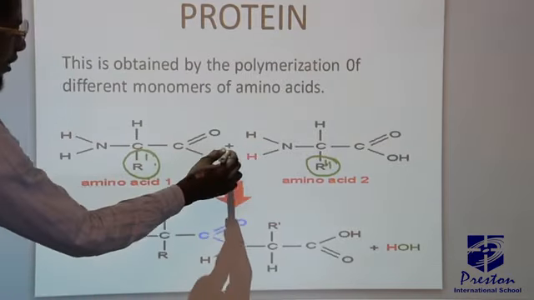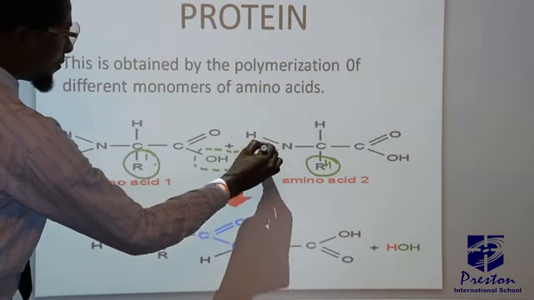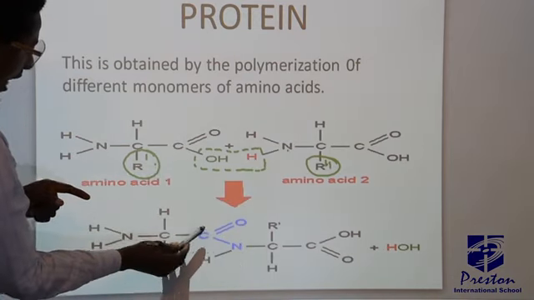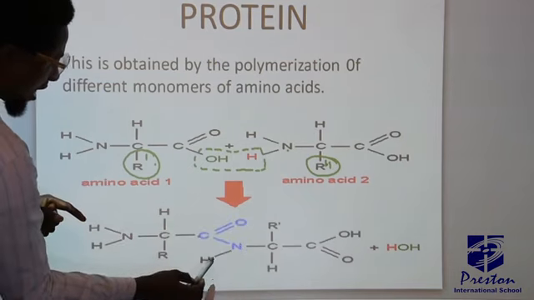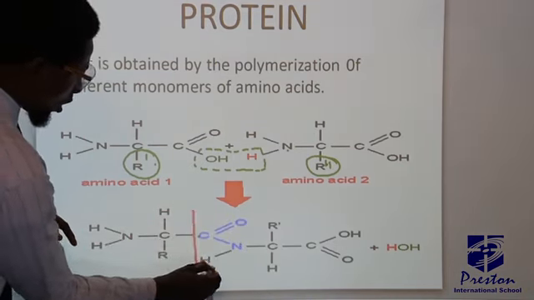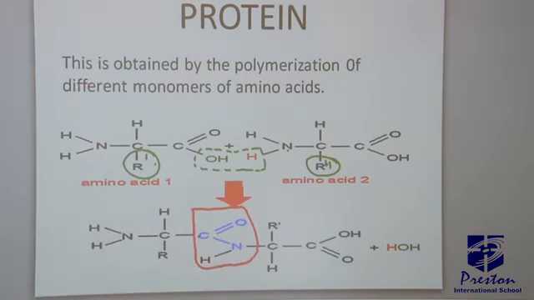Now, if we remove this water from here, then you are now left with CO and NH. And the CONH we're talking about is what is formed here, CONH. Now, that CONH is what you also call the peptide linkage of this compound.